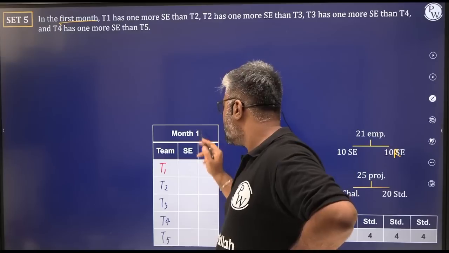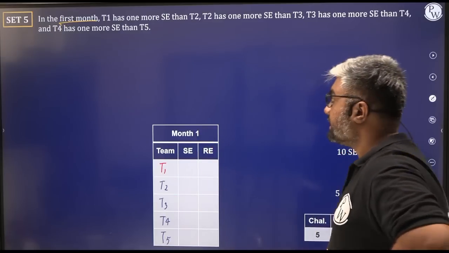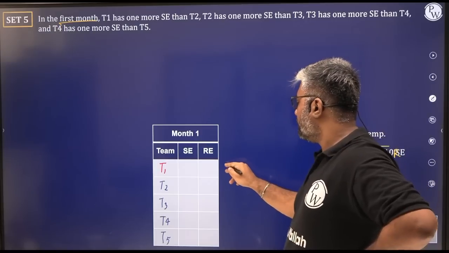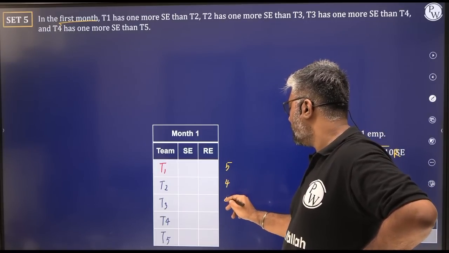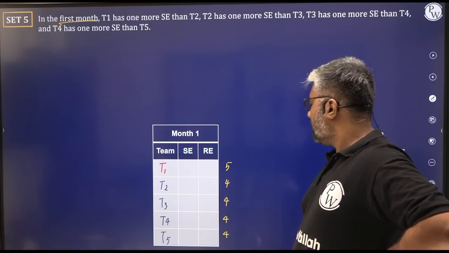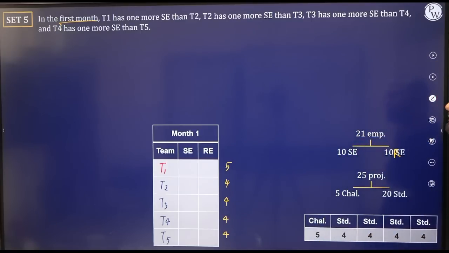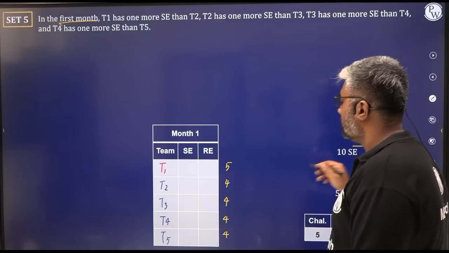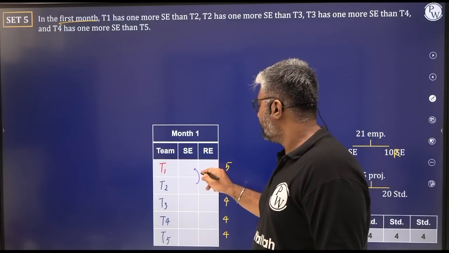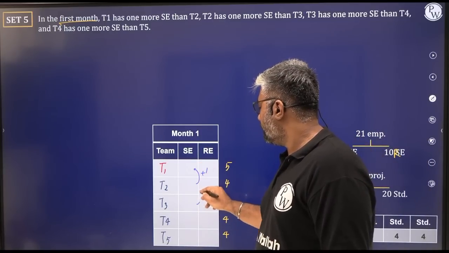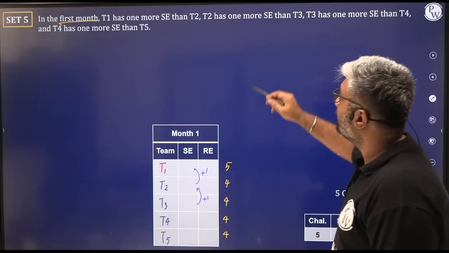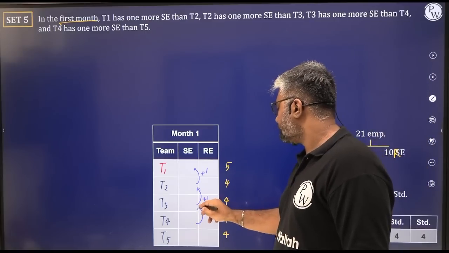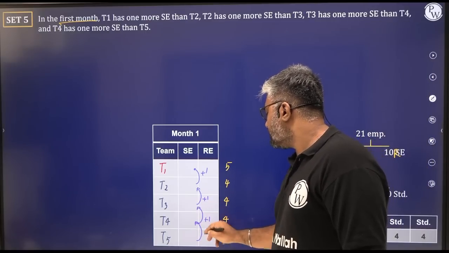Okay. First month है, इसलिए team 1 will be doing the challenging task. What do we know for a fact? We know for a fact that इसमें total employees should be 5. इन सब में 4 होना चाहिए, है ना? Total employees. Now what are they saying? They're saying that T1 has 1 more SE than T2. So here, इससे 1 more. Yes, 1 more than here, 1 more than here. Again, if you keep reading, T2 has 1 more than T3, T3 has 1 more SE than T4, and T4 has 1 more SE than T5.